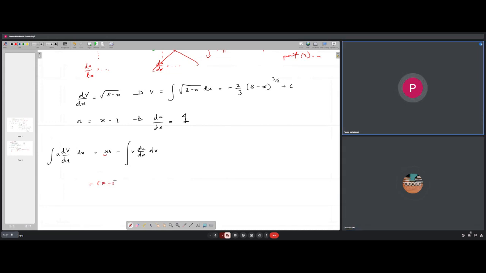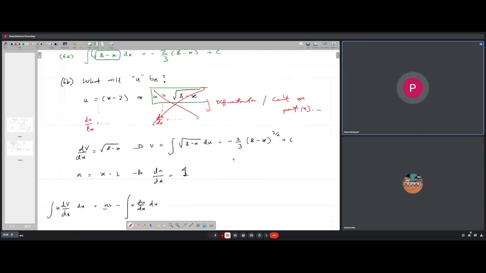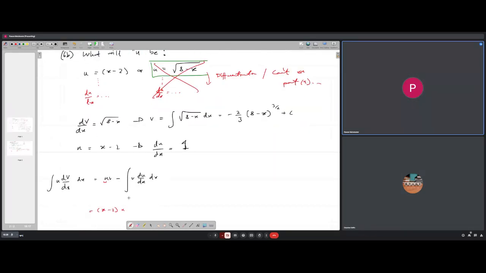So you've got u, which is x minus 2, and then that's being multiplied by v. Now we know that v will be equal to minus 2/3 of 8 minus x to the power of 3 over 2. Does that make sense, what I've done there? Okay, and then you're going to subtract v, which is just going to be the same thing again, minus 2/3 of 8 minus x to the power of 3 over 2, and then multiply that by du over dx, which is just 1. Very lucky there.